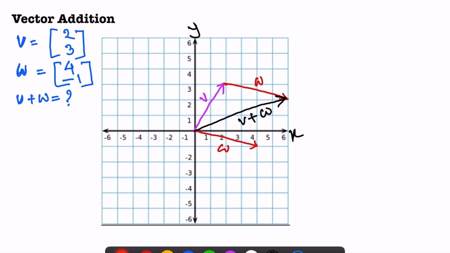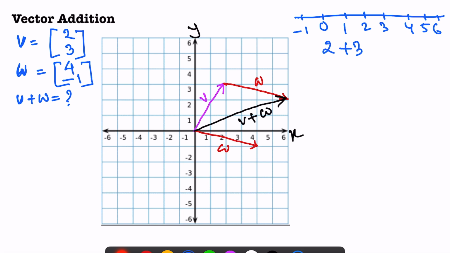Now let's try to understand the intuition behind this. Consider how we add two numbers. Let's say we want to add 2 and 3. How do we add this? From 0, we move 2 steps in the positive direction. Then from that point, we move 3 steps in the positive direction again. Then we reach 5. So 2 plus 3 is 5.